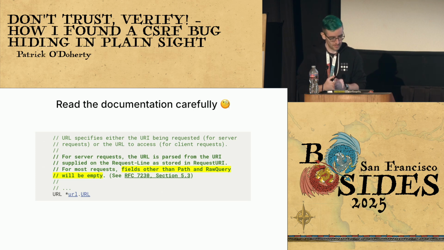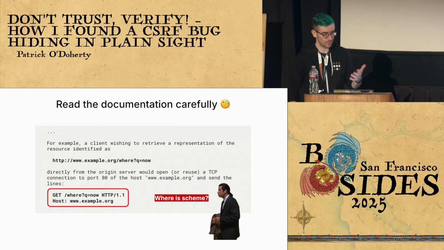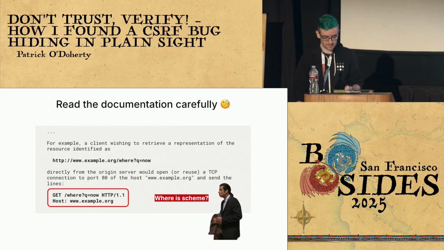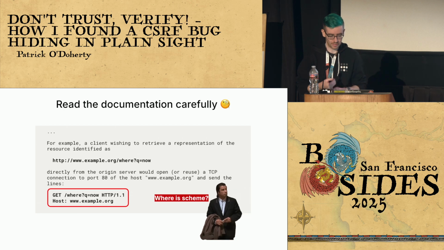It says, for server requests, sorry, I have to see my own slides. The URL is parsed from the URI supplied on the request line. And for most requests, fields other than path and raw query will be empty. And if we click through to the HTTP RFC, it gives an example of what this is going to look like in practice. It'll say that most clients are going to give us this request target that is just an absolute path that has no scheme or host information.